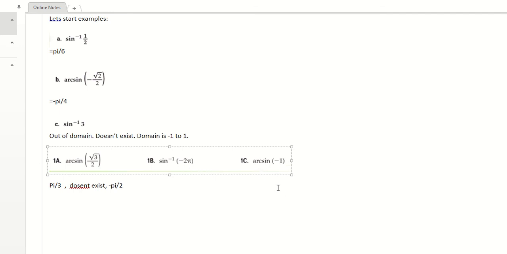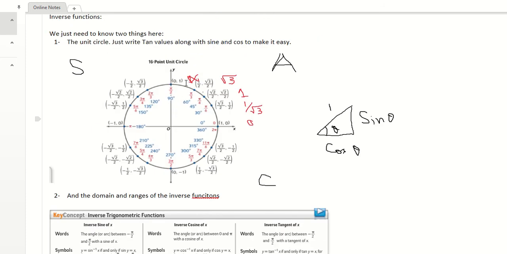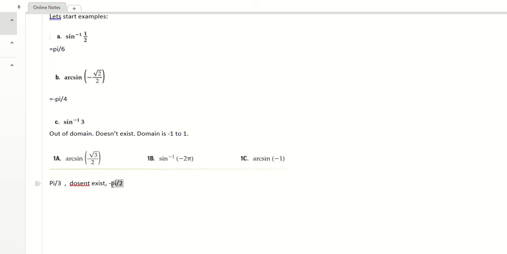Arc sine of minus 1. So sine is 1 here, minus 1 here. So it's minus pi over 2. That's all we're going to need to know here.